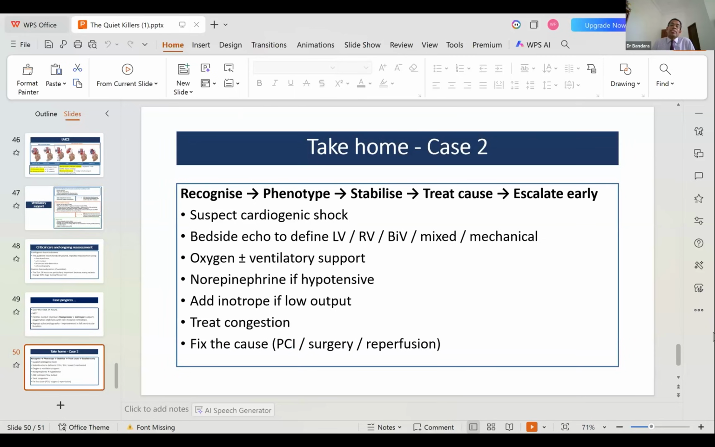In cardiogenic shock, especially for this second case, you need to identify whether the patient is in cardiogenic shock. You need to identify which phenotype your patient is. Depending on the phenotype, you stabilize the patient. While stabilizing, you need to treat the underlying cause, and you can escalate early, with mechanical ventilation and other reperfusion strategies, mechanical support, and surgical support.